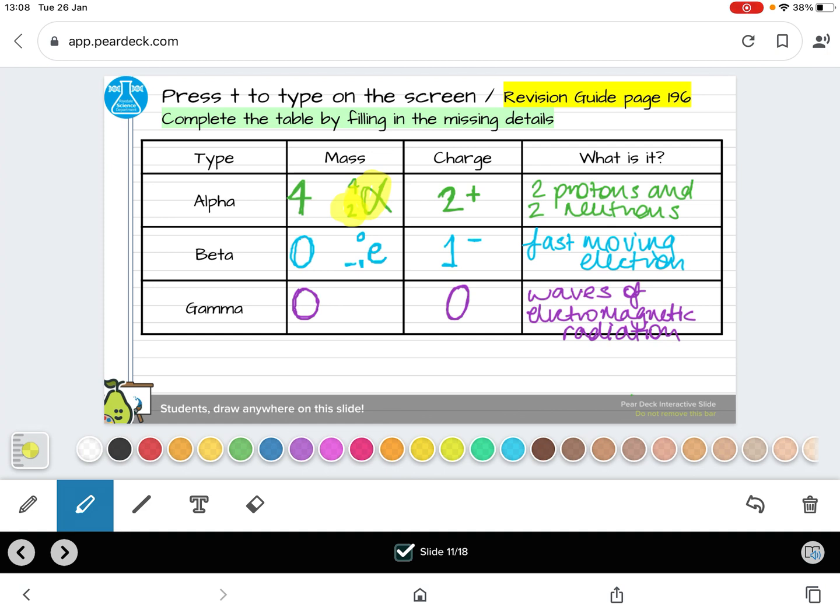Beta is a high-speed electron and represented here with this information. The mass number of 0 means it has 0 mass. Electrons are negative, so it has a charge of -1. Gamma rays are waves of electromagnetic radiation released by the nucleus. They have no charge and no mass, and have no effect on the nucleus of the atom.